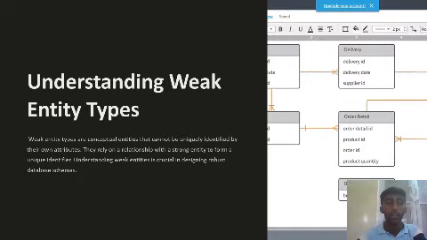Understanding the weak entity types. Weak entity types are conceptual entities that cannot be uniquely identified by their own attributes. They rely on a relationship with the strong entity to form a unique identifier. Understanding a weak entity is crucial in designing a robust database schema. As you can see in the picture, understanding the weak entity types.